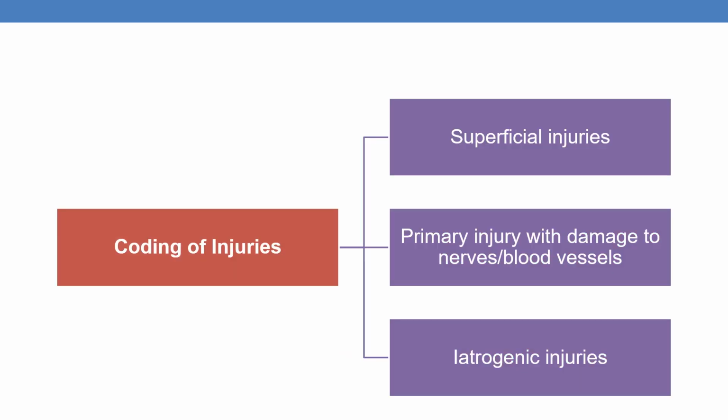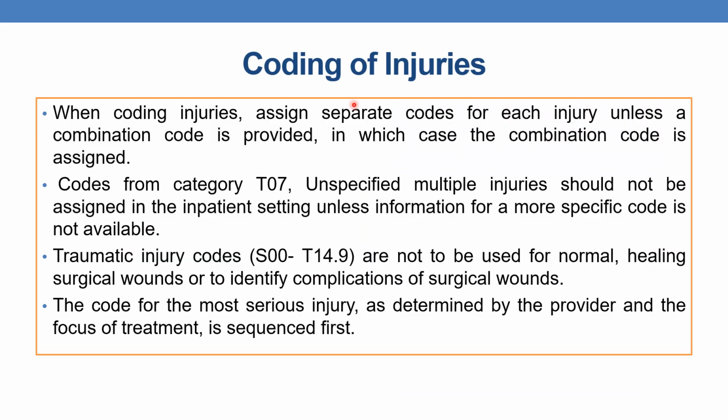Coming to coding of injuries, it is divided into guidelines regarding superficial injuries, guidelines regarding the primary injury with damage to nerves or blood vessels, and iatrogenic injuries. When coding injuries, assign separate codes for each injury unless a combination code is provided, in which case the combination code is assigned.